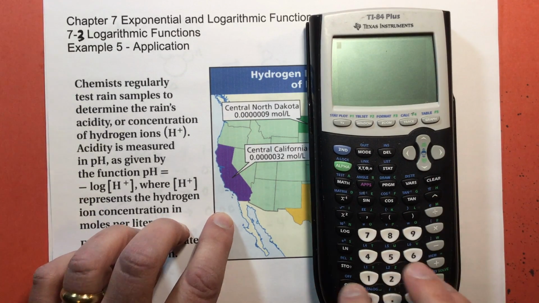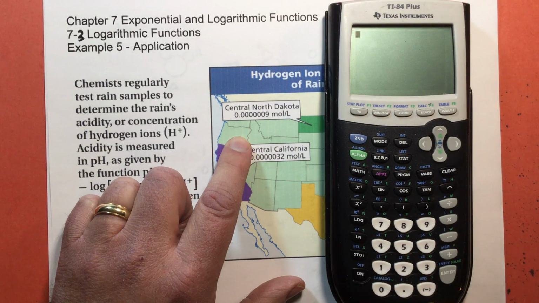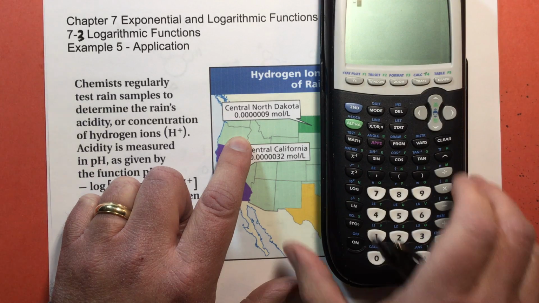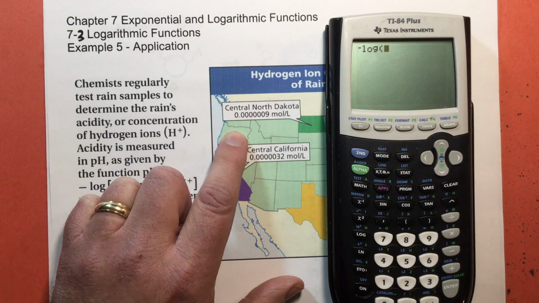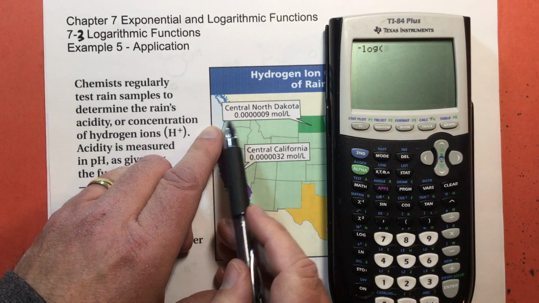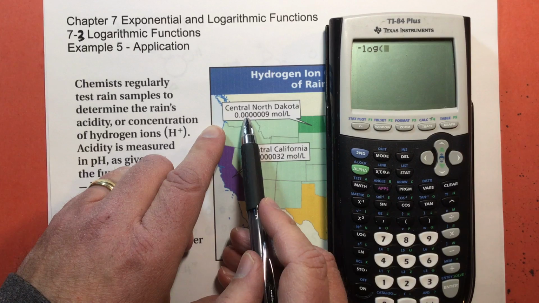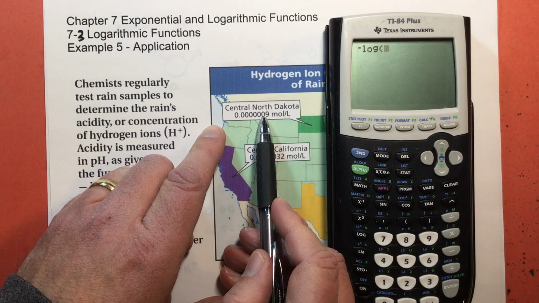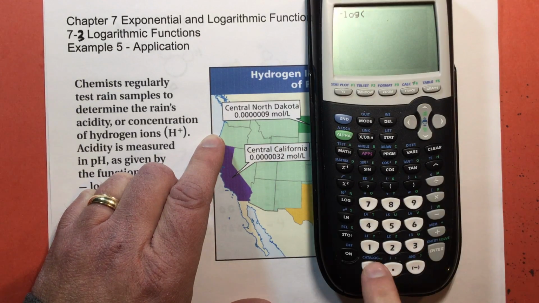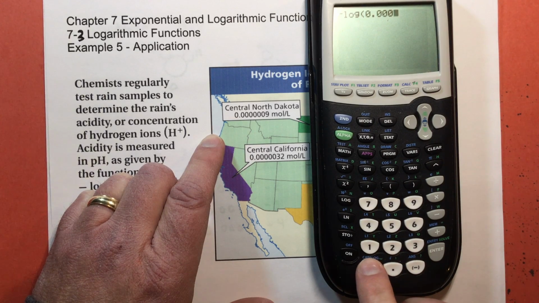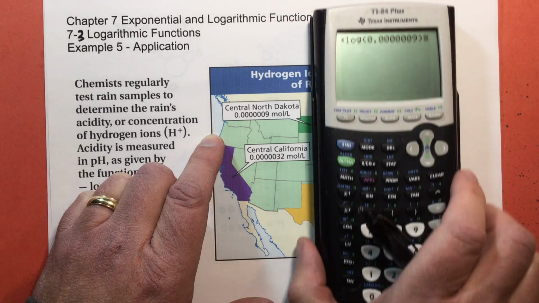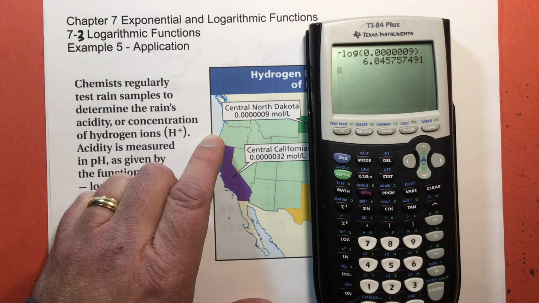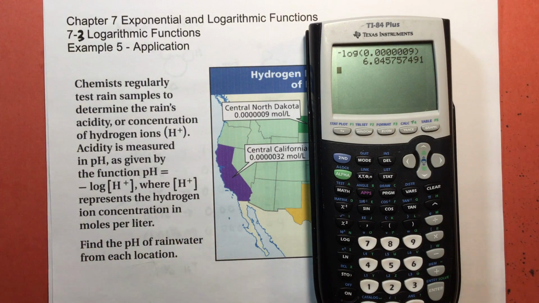So here's what I do. I hit the negative sign right here, and you can even save that for last, but that's fine. I hit log, and then I'm going to put this number in. So this is 0.1, 2, 3, 4, 5, 6 zeros, and then 9. Close your parentheses. And that is a pH of slightly more than 6.